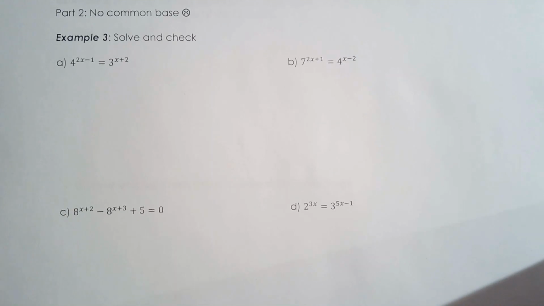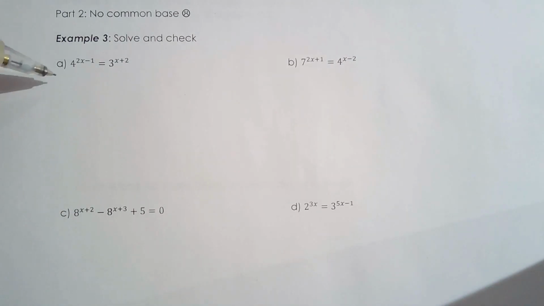Alright, so what if you can't create a common base? For example, I have a power with a base of 4 and a power with a base of 3. Now you can actually create a common base here. It is doable, but it's actually not a very good strategy because it'll be very time consuming to solve this equation.